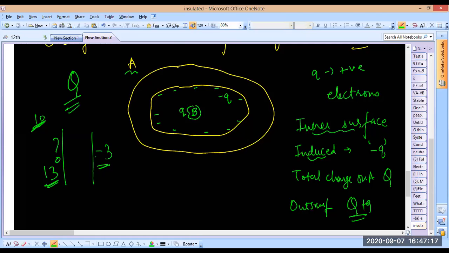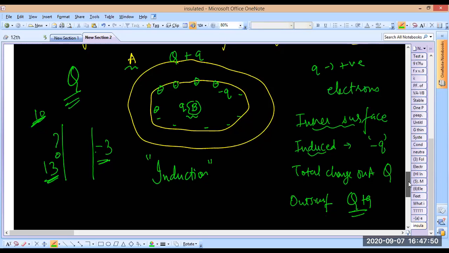Yes, A and B are insulated, agreed. See, charge is not flowing. Remember, what is induction? Induction is like magic, isn't it? I hope everyone remembers that. Induction means without touching. So what B has done is it has attracted electrons, and now there is a charge minus q here, and that's why there is a charge Q plus q here.